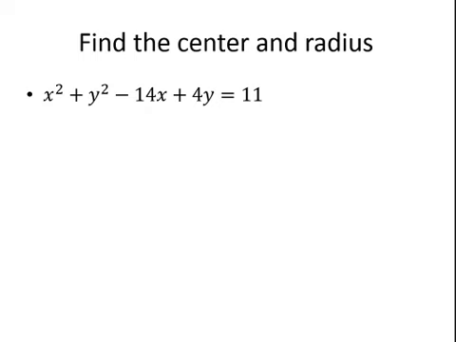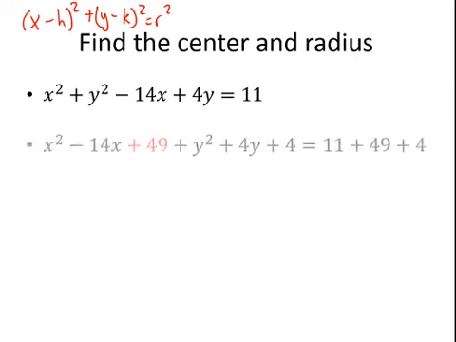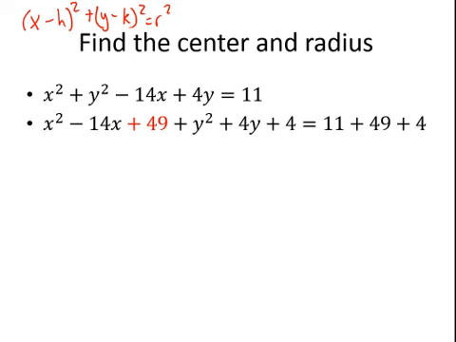So let's say we have this equation and we want to find our radius and our center. As you see, we have x squared plus y squared minus 14x plus 4y is equal to 11. What we want to do is get it set up into the equation of (x minus h) squared plus (y minus k) squared equals r squared. So we want to get those parentheses squared.